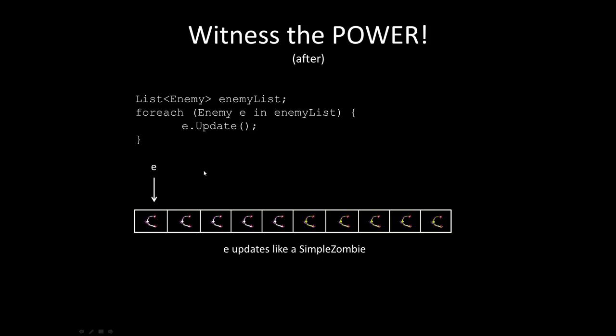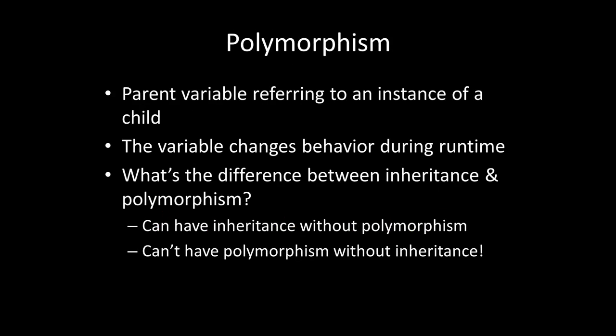Currently, e is pointing to a simple zombie, so it's going to update like a simple zombie. The same thing is going to be true for the next four zombies. They're all simple zombies. Where it gets a little bit more interesting is where we move e to point to a teleporting zombie. At this point, when we say e.update, it's going to update like a teleporting zombie. And the same thing is true on down the list. So in summary, polymorphism is when a parent variable is referring to an instance of a child. The variable changes behavior during runtime because it's actually changing data type during runtime.